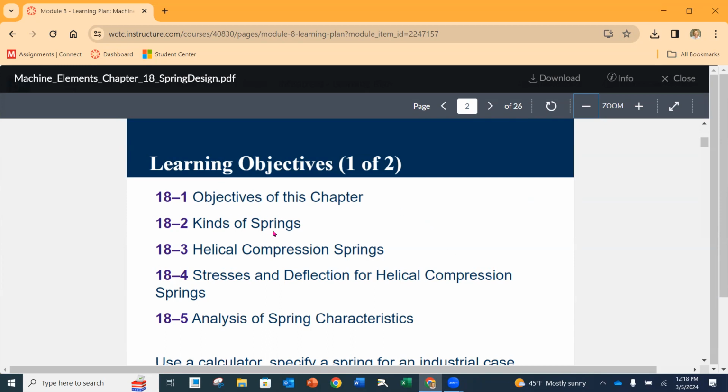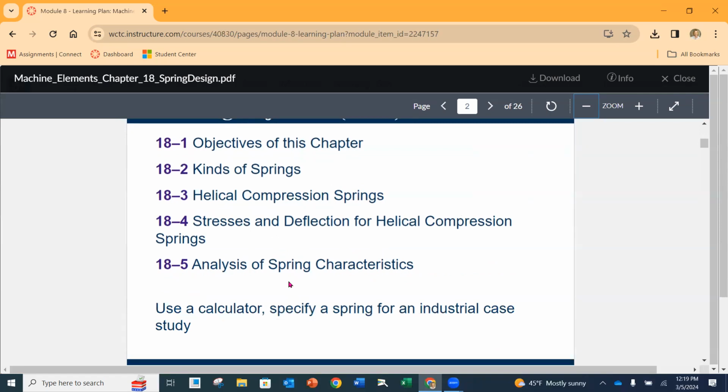So we're going to be looking at different types of springs. There are a ton of different types of springs, but we're going to focus on the most popular, which is the helical compression spring. We're going to be talking about the stresses and the deflections for compression springs, as well as looking at those key characteristics that cross over into almost every type of spring. If you took physics, and I know you all have, you would have done a spring lab of some sort, Hooke's law, and you're going to see some of those things come back.